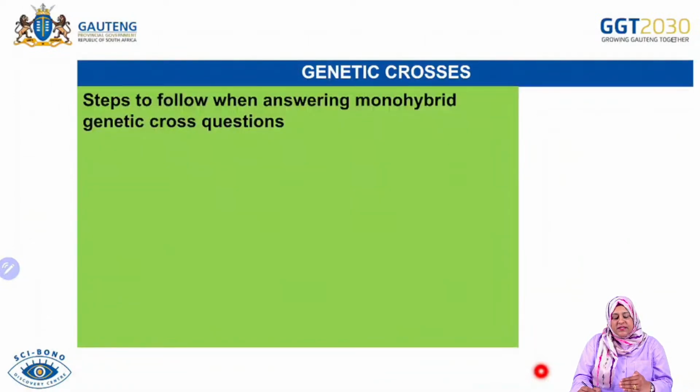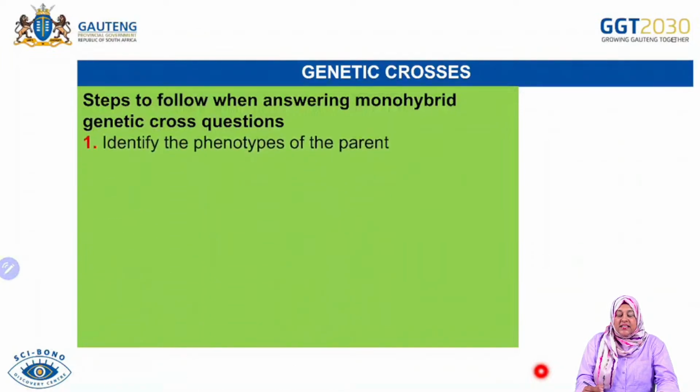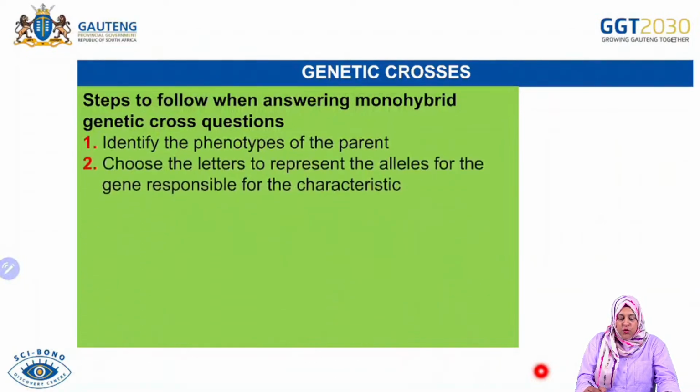Now, what are the steps that you need to follow when answering a monohybrid cross? Remember, monohybrid, mono means a single characteristic, right? So the first one is identify the phenotype of the parent. Then you will choose the letters to represent those alleles. In most times they are given to you.